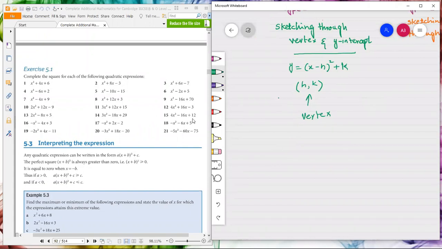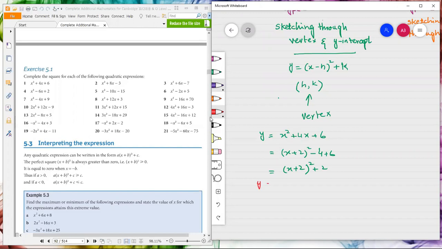Like if a function is y is equal to x square plus 4x plus 6, I'm going to take this as example number 1. If you convert this into complete square form, it will be x plus 2 whole square plus b square, and minus 4 and plus 6. So x plus 2 whole square plus 2.